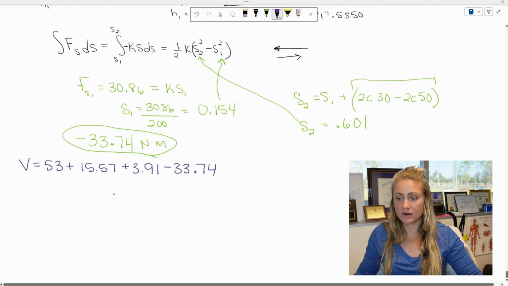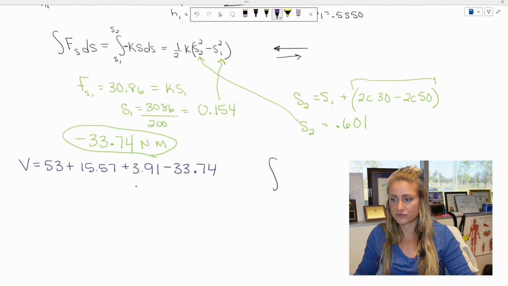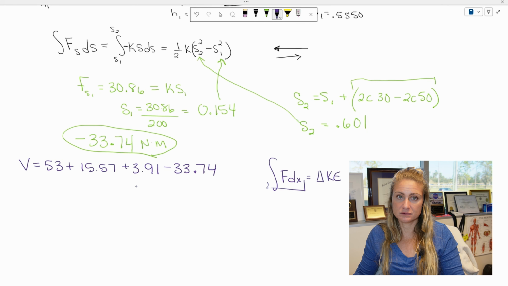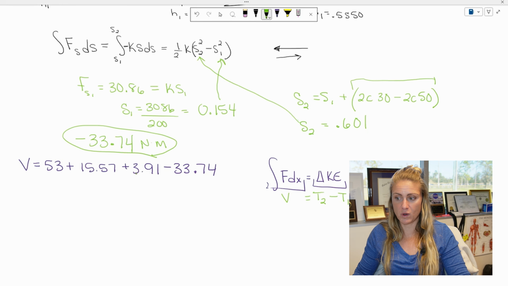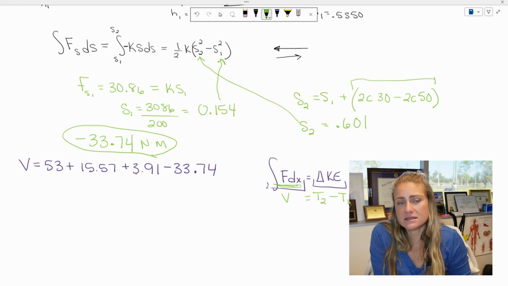All right, but in our equation, remember that we had F dx equals the change in kinetic energy. We only looked at this part. Now we need to look at this part, okay? This is the change in kinetic energy. Usually we use the letter T. So I can say that T2 minus T1 is what this equals. So V, which is all of these that we just added up, equals T2 minus T1. What is the kinetic energy at position 1?